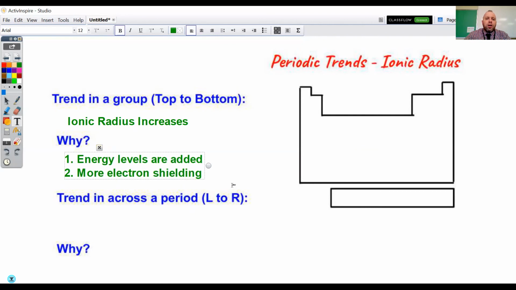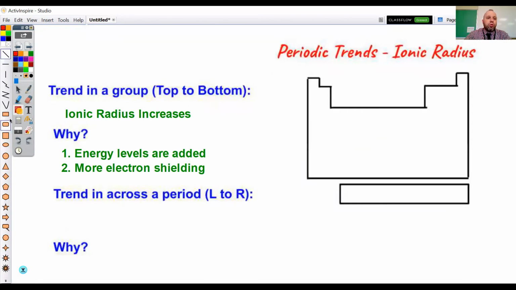Now, the trend across a period is kind of weird. So to draw this in, we're going to say that the ions get smaller at first. So it looks like this. Then suddenly they get bigger and then smaller again. So let's remember why that's happening.